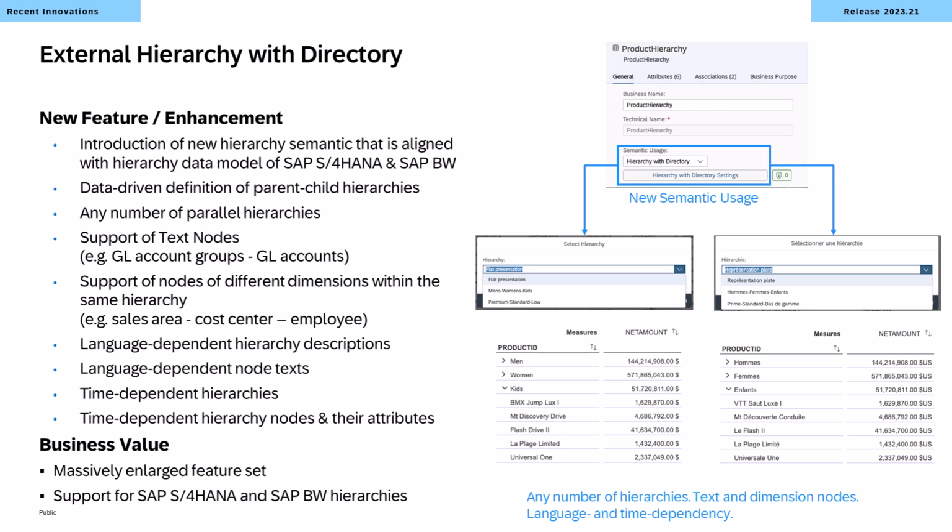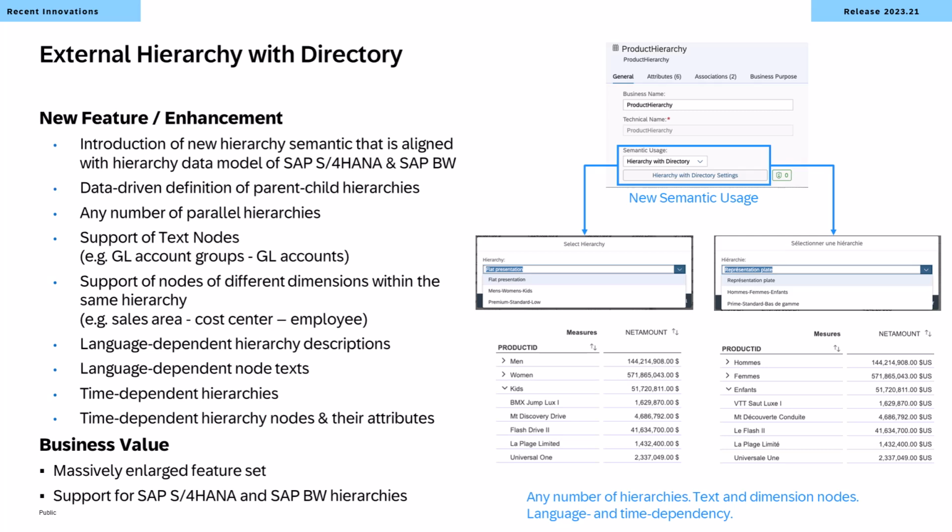Then language descriptions or hierarchy descriptions and those of the nodes can be fully language dependent. And we see that here on the slides, and we'll see this in the demo as well, that the name of the hierarchy, as are the nodes within the hierarchy, all of those may have language dependent texts.